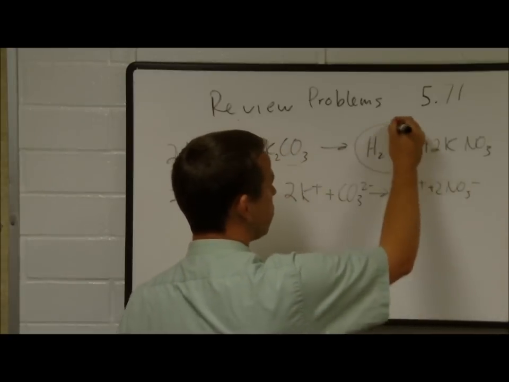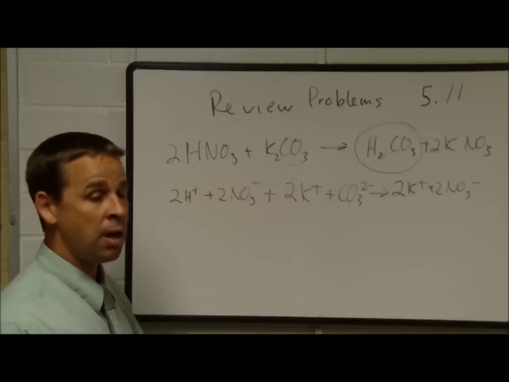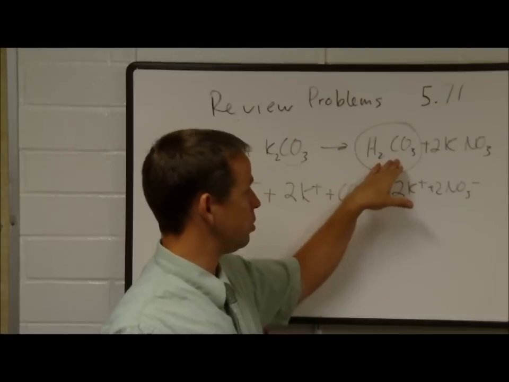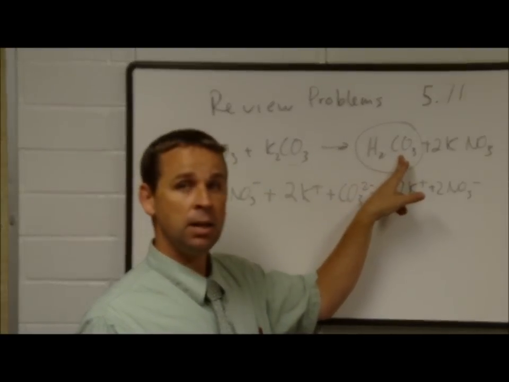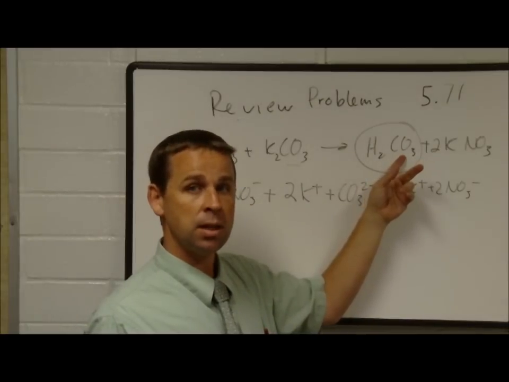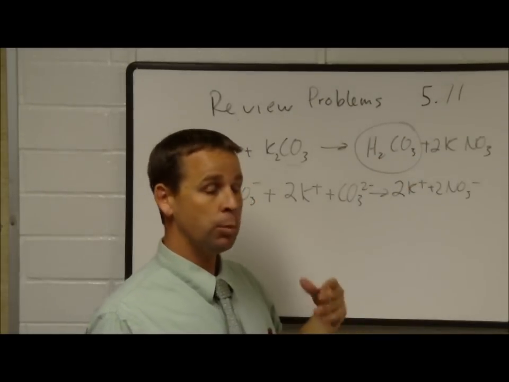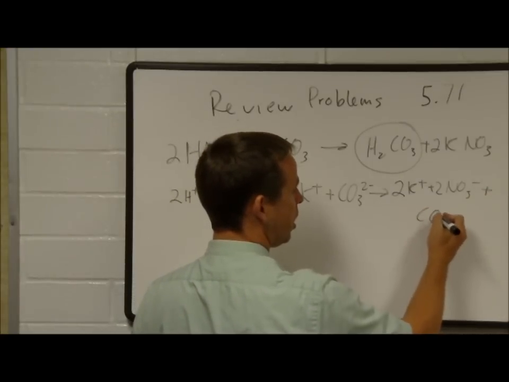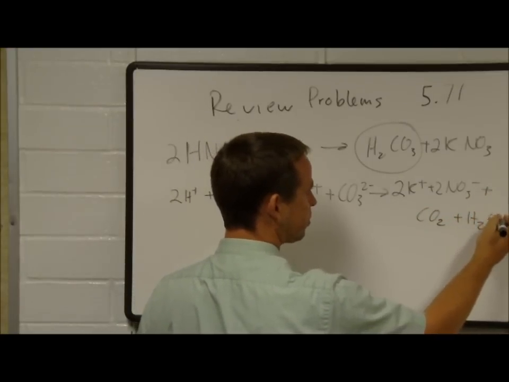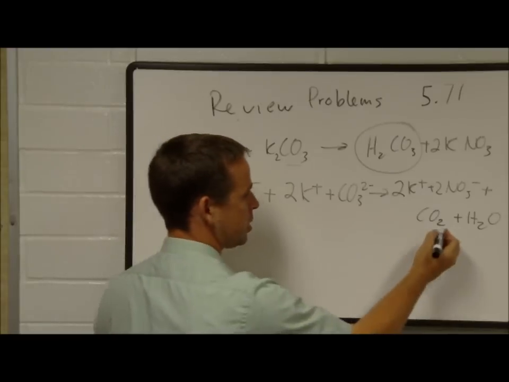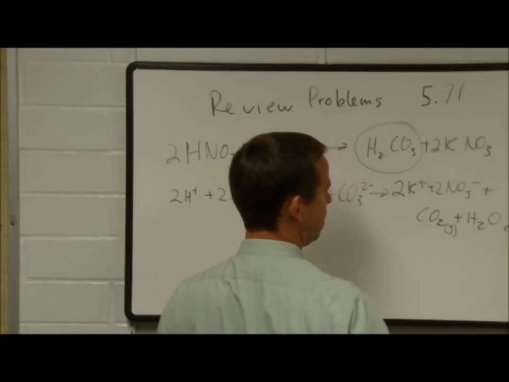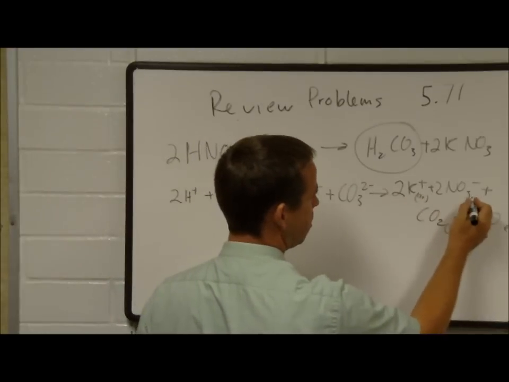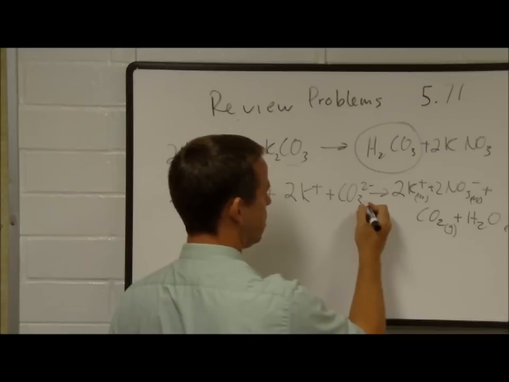Now, H2CO3, when we see that as a product, we have to remember that it doesn't last long in solution. This is the carbonate ion. It's the acid of the carbonate. -ate goes to -ic, carbonic acid, right? Whenever we see carbonic acid, we have to know that it breaks down to carbon dioxide and water. All right? So carbon dioxide becomes a gas, water becomes a liquid, okay? So these are all aqueous here.